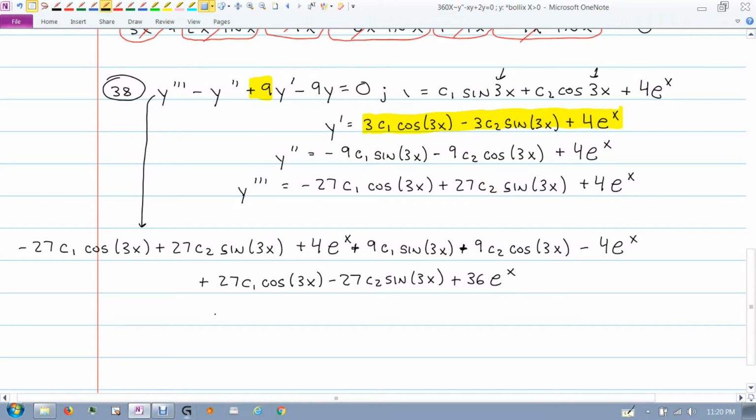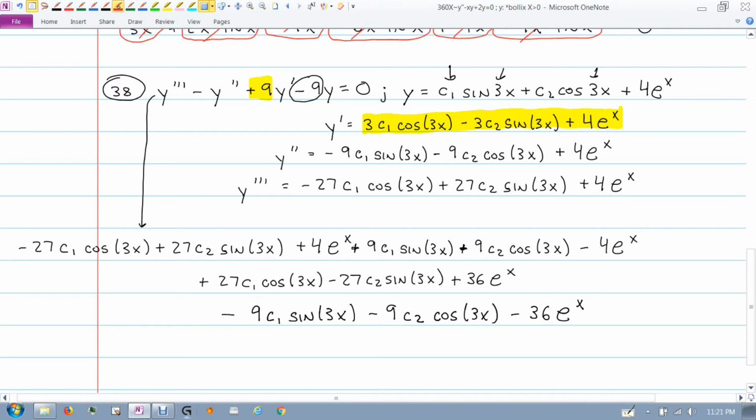Then I need to subtract from this. I'm going to put it down here, minus, I've got to get 9 times y, and y was up here. Y was right up there. This is y. So minus 9 of those. So minus 9 c sub 1 sine of 3x, and then minus 9 c sub 2 cosine of 3x, and then minus 36 e to the x.